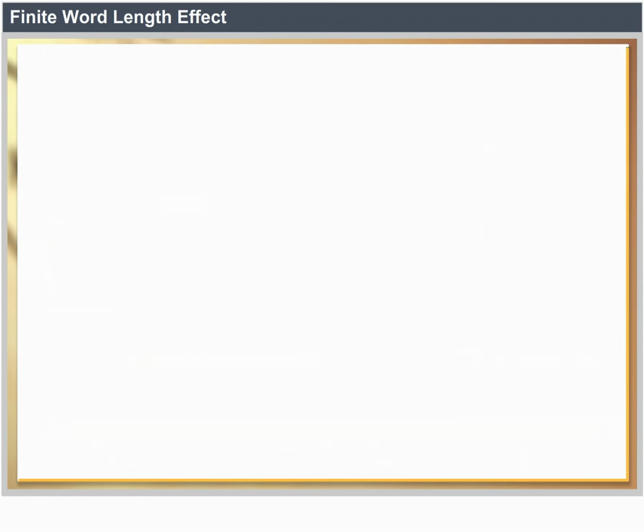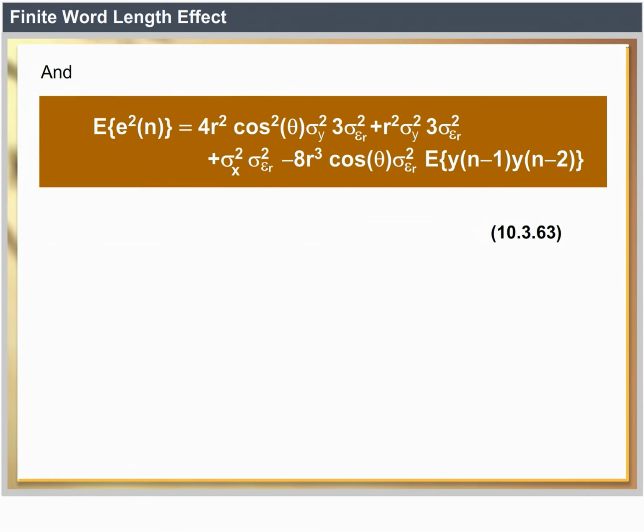And E of e square of n equal to 4r square cos square theta sigma y square into 3 sigma epsilon r square, plus r square sigma y square into 3 sigma epsilon r square, plus sigma x square into sigma epsilon r square, minus 8r cube into cos theta into sigma epsilon r square into E of y of n minus 1 into y of n minus 2, is called equation number 10.3.63.